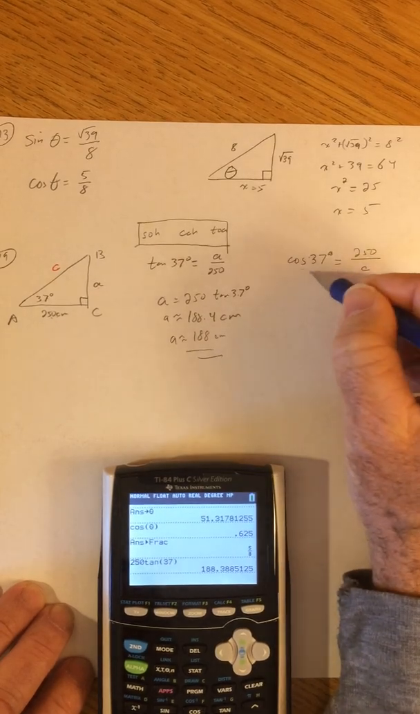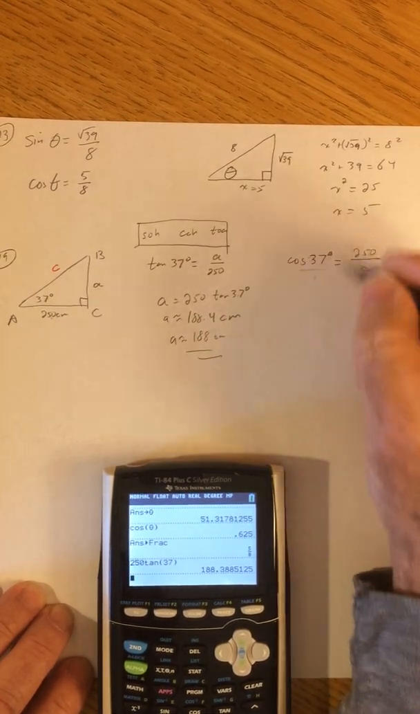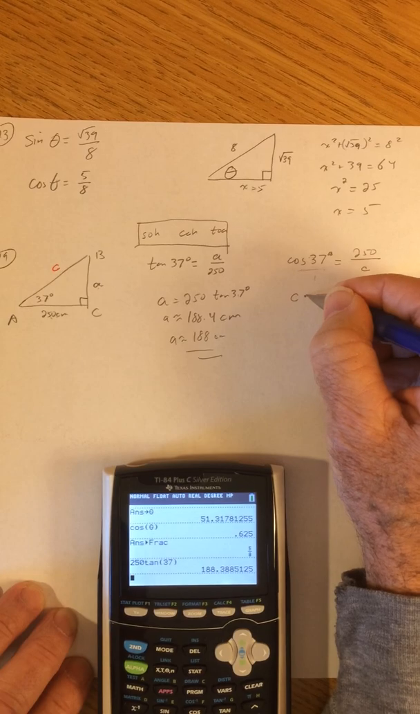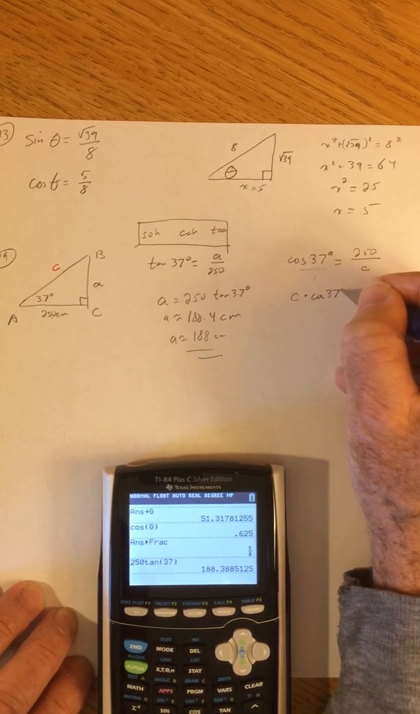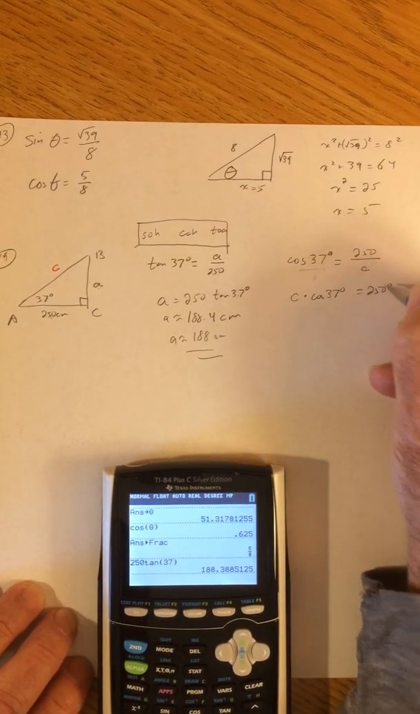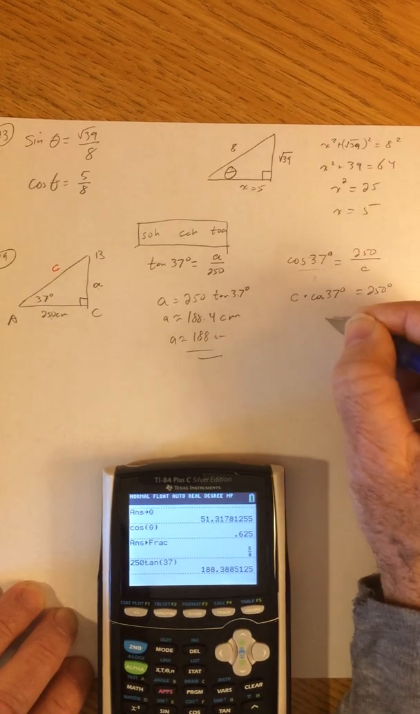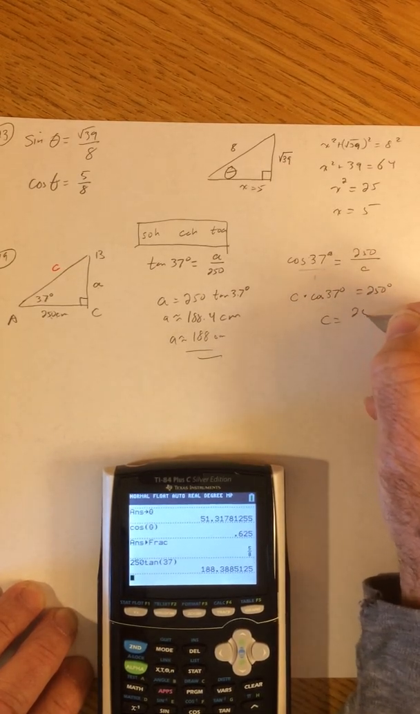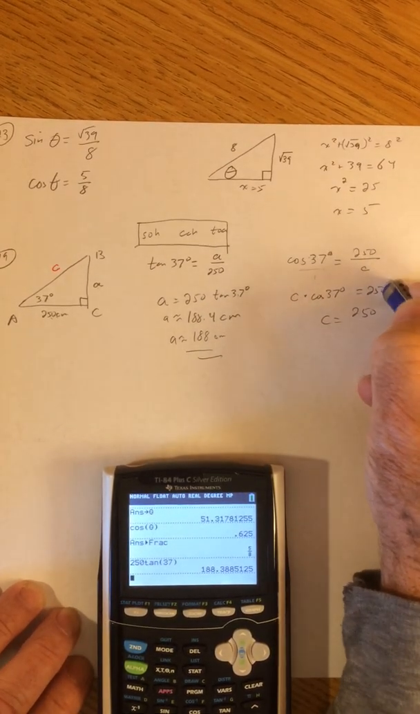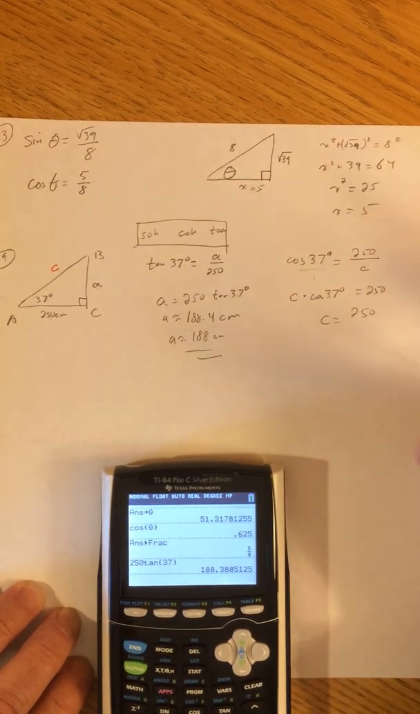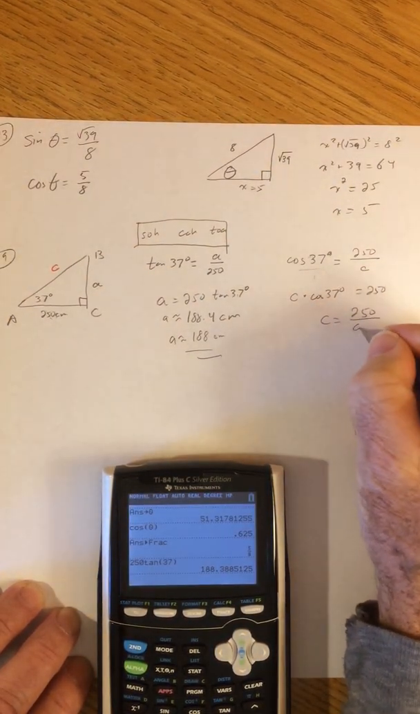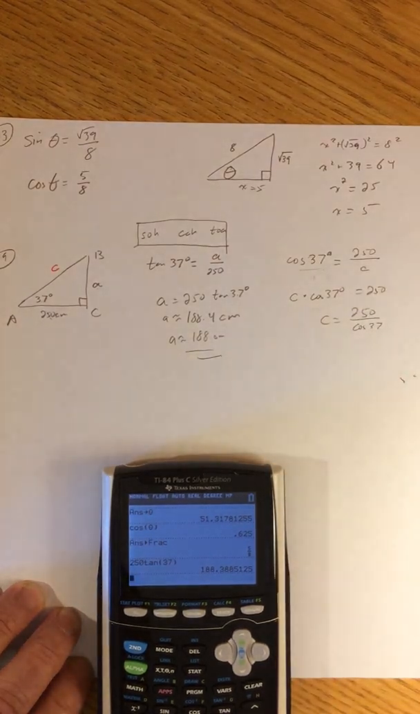Okay, this time I'm going to consider that to be a fraction. I have C times cosine 37 is equal to 250. To isolate C, I divide both sides by cosine 37. Not 250 degrees, just 250. We'll put the units in later. Divided by cosine 37. Okay?